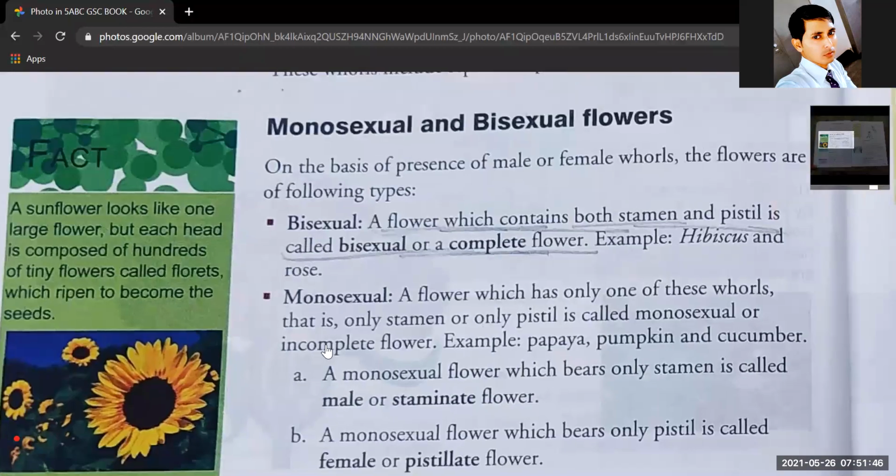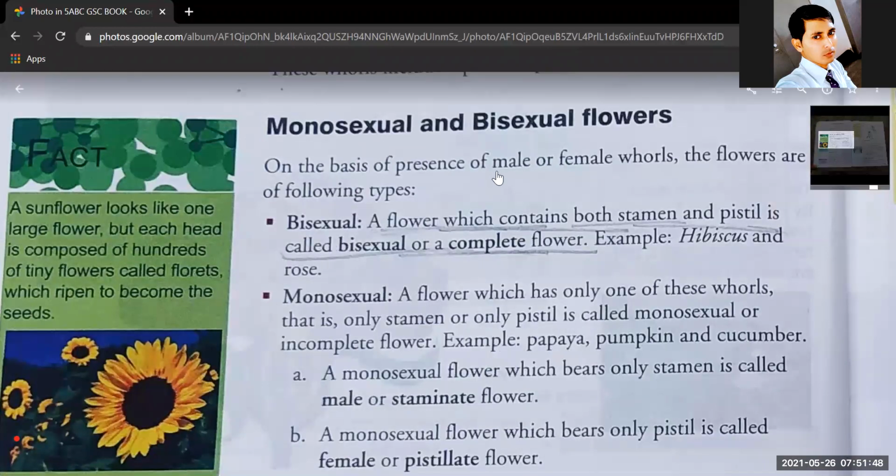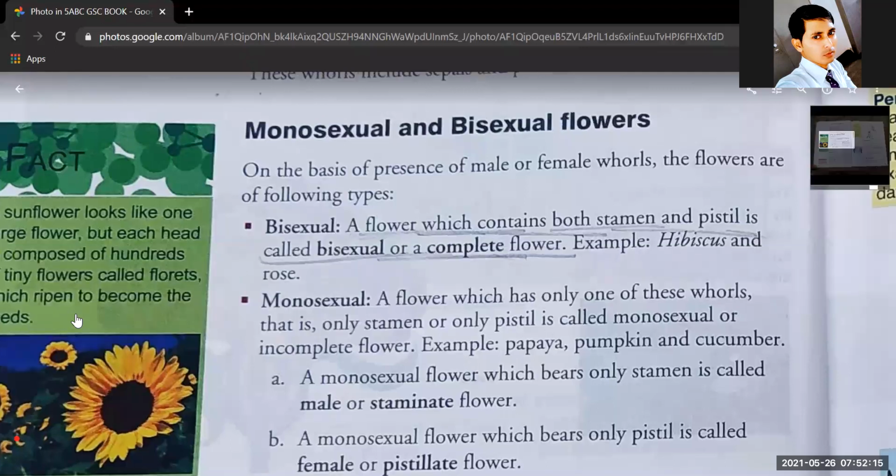Before starting monosexual and bisexual, first we have been given this green box, the fact, which is also important. Let us study about it. A sunflower looks like one large flower, but each head is composed of hundreds of tiny flowers called florets, which ripen to become the seeds. See how important it is. You understood?